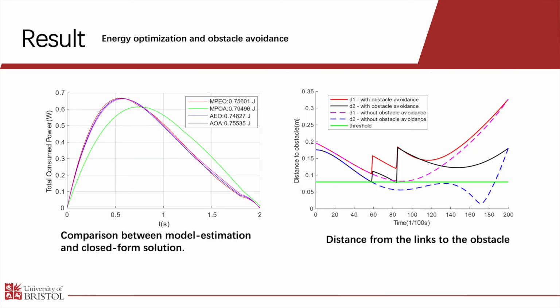The left figures show the comparison between the model estimation and the closed-form solution. These two methods require a little more energy when avoiding obstacles, but not much. The total energy and the maximum total powers of the identified model are both a little bigger than the ground truth model, but even this is almost the same. In the right figure, it is easy to see that the dynamic obstacle avoidance algorithm can work well. The full line is with obstacle avoidance, while the dashed line is without obstacle avoidance.